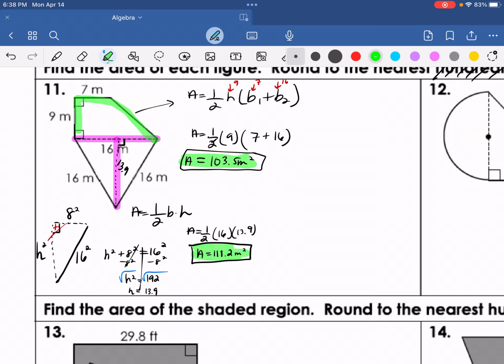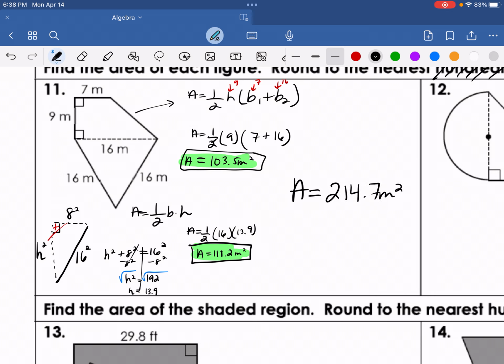If we want to know the area of both of them together, then you're going to add them. Okay, you're going to add them. So that's the whole goal, is to add them. So now you're going to add them together to get your final answer. 111.2 plus 103.5. And the final area of the shape is 214.7 meters squared. And it is squared because it's area.